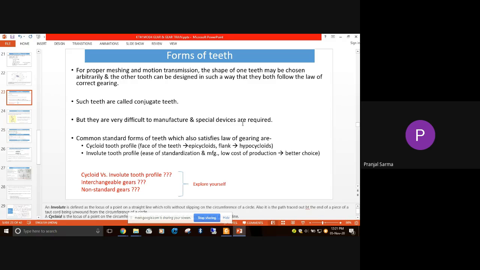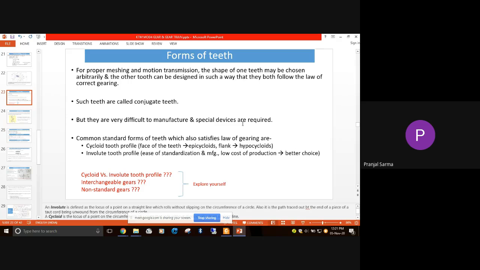That's why we go for some common standard form of teeth which satisfies the law of gearing. What are the common standard forms of teeth which satisfy the law of gearing, and for which we have already established manufacturing methods? Basically there are two types of standard teeth profile. One is the cycloidal teeth profile, and the other is the involute teeth profile.